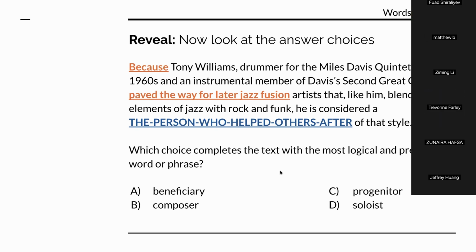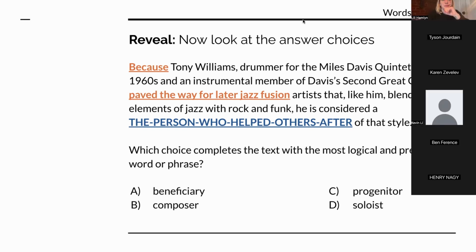Any other suggestions of what doesn't make sense to be the person who helped others after? Yep, beneficiary doesn't work either. So now we're choosing between composer and progenitor. Which one do we think, between composer and progenitor? I think C is the right answer. Yes, exactly. Progenitor is the right answer.